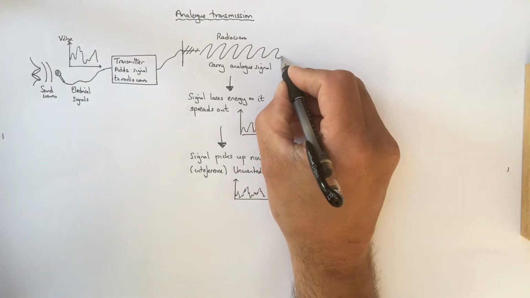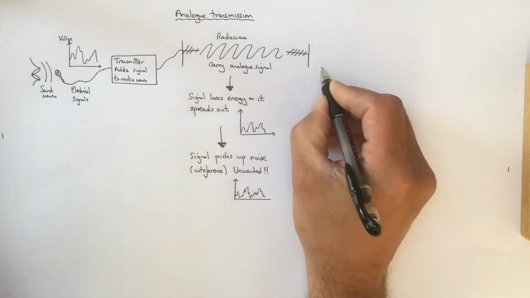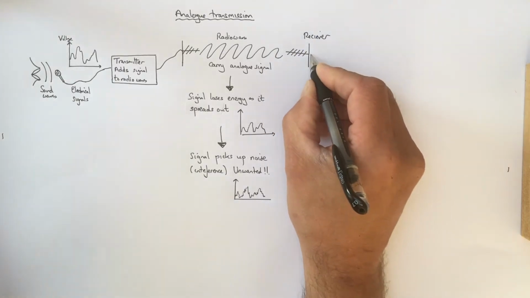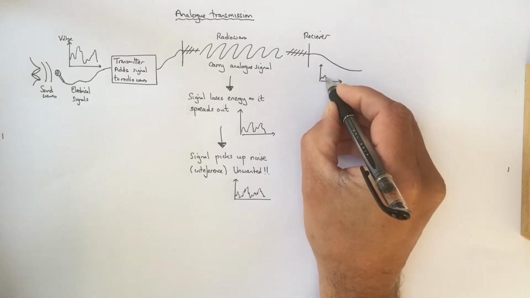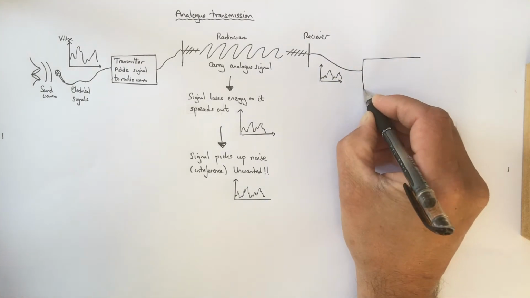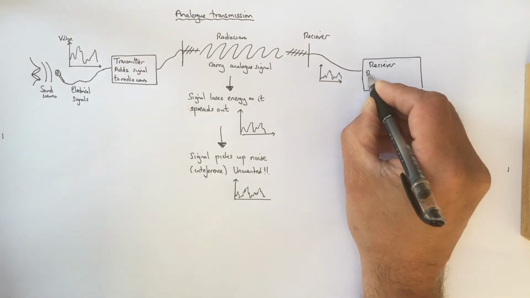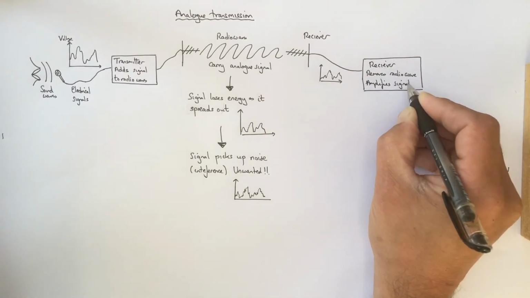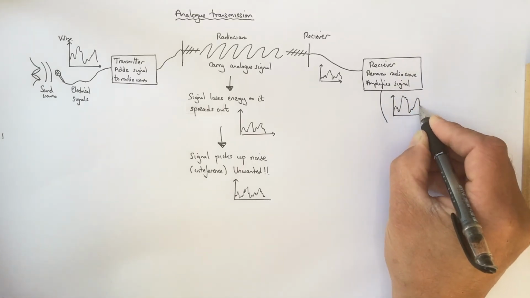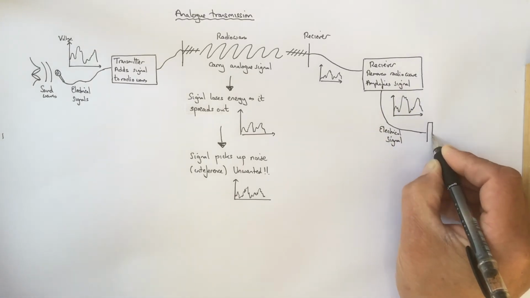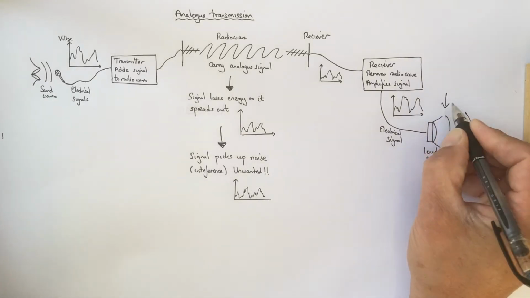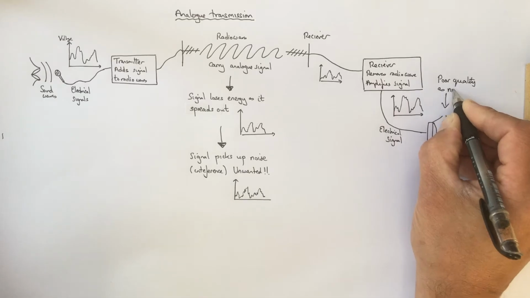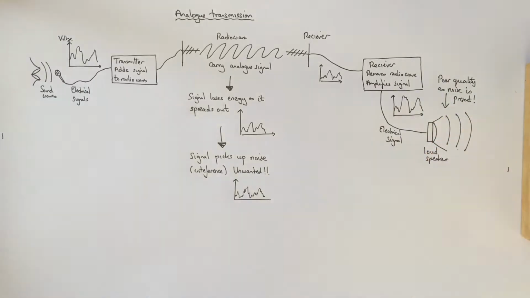So the radio waves carrying the analog signal are picked up by the receiver. Notice the analog signal has been reduced in amplitude and also has picked up that noise. The receiver removes the radio waves and then it has to amplify the analog signal, and it also amplifies the noise. The electrical analog signals are then converted into sound waves in the loudspeaker. The quality of the sound is poor because of the noise that has been picked up on the way.